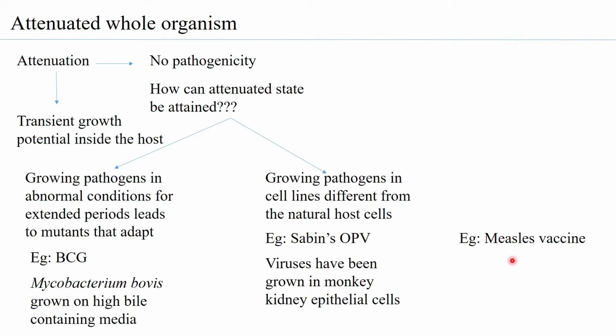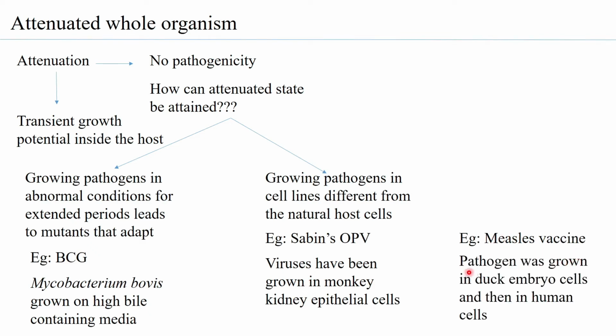Another example is that of measles vaccine. So the pathogen was grown in duck embryo cells, and then having grown it in duck embryo cells for several generations, it was then transferred into human cells. So now when it was in the human cells, it was observed that it wasn't virulent. So it has lost its virulence, but it has not lost its immunogenicity, and that is what is important.